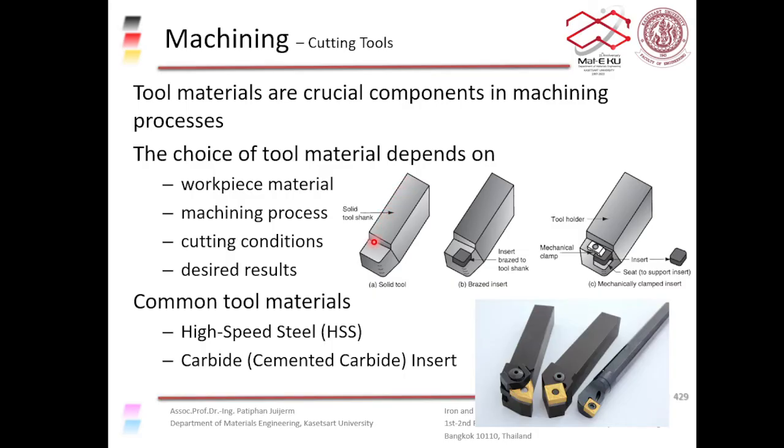The high-speed steel is a versatile and widely used tool material. It has alloying elements like tungsten, molybdenum, chromium, and vanadium. These alloying elements are added to increase hardness and wear resistance, especially at high temperature. And high-speed steel is suitable for a wide range of machining operations, for materials like carbon steel, alloy steel, and non-ferrous metal.